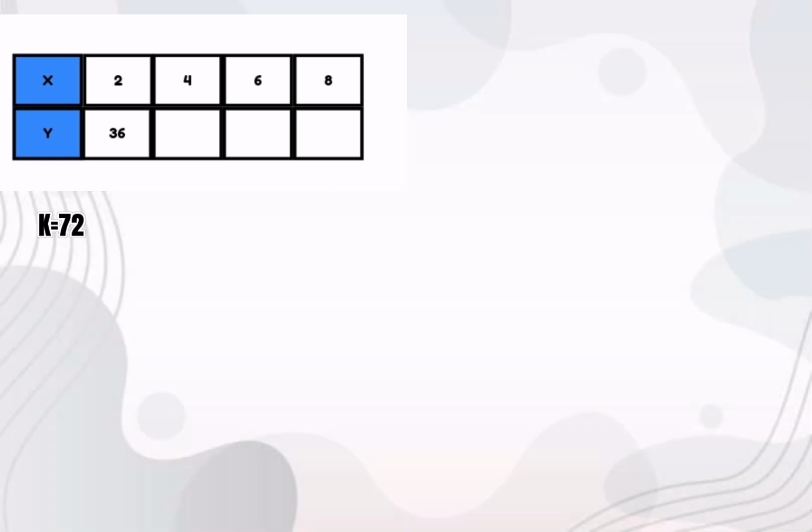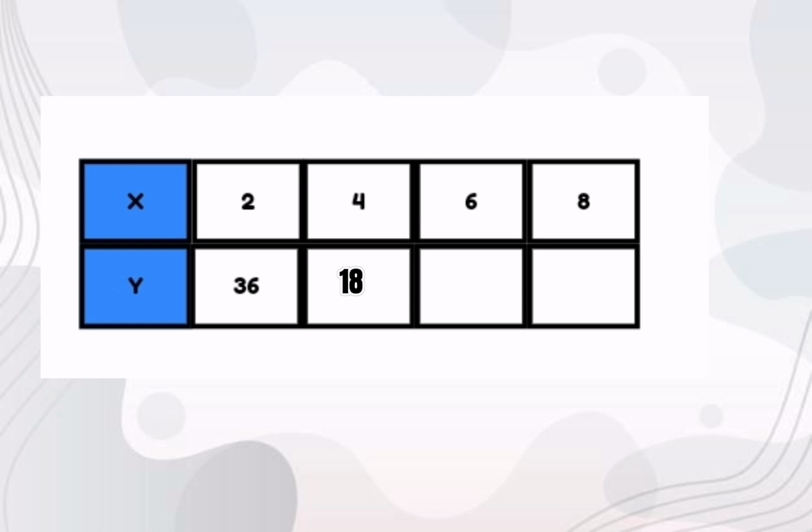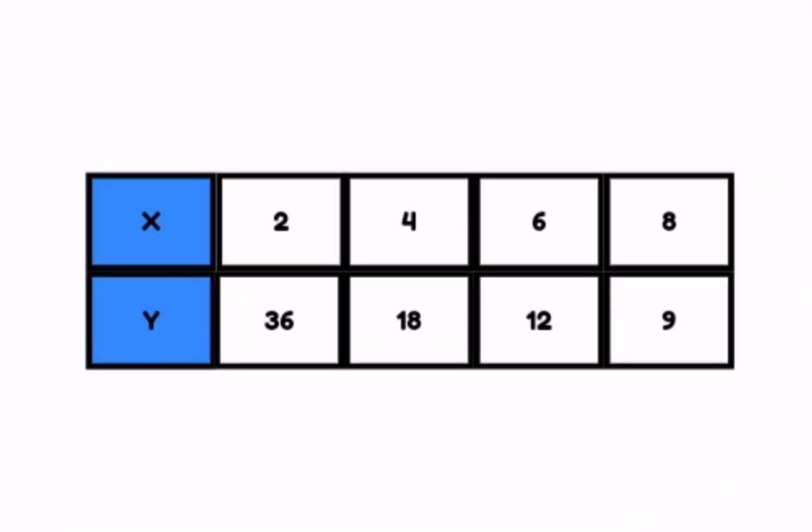Now that we have identified the value of k, we can now solve for the missing values. First, rewrite the formula, then substitute the values of k and x, then solve. Now, I'll leave the other missing values for you to solve. Pause the video again, then I'll reveal the answers in a few seconds. Did you get it right?